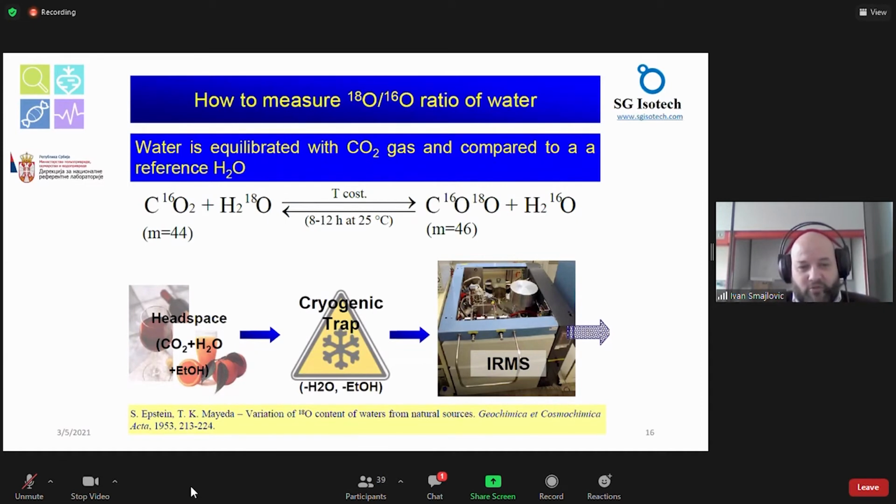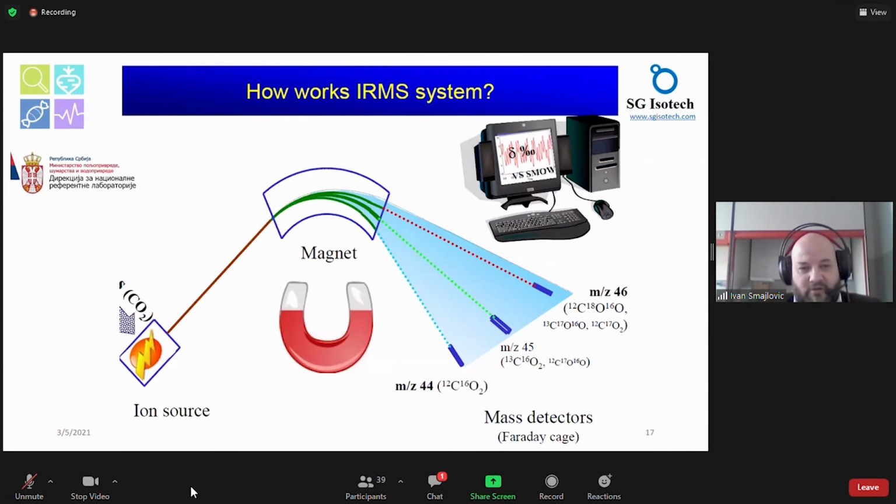So now we are coming to IRMS. Very similar, actually the same instruments we have. This is Delta V Plus. We have it here in our lab. This is how we measure delta 18O in water. There are different kinds of techniques, but I will come to this. I want to explain the principle of stable isotope measurement.